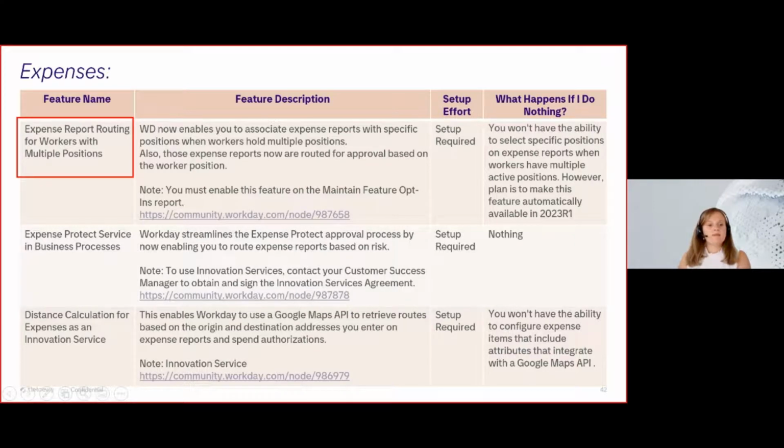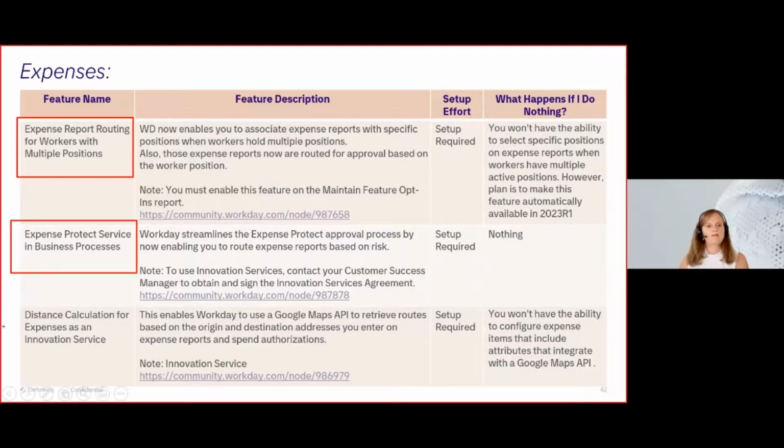Then the next one is Expense Protect service in business processes. This feature is about machine learning, and it ensures that Expense Protect assesses and returns a risk score for each expense report. And based on this risk score results, the expense report then moves to the next step. And you can configure those steps. For example, you can configure to skip an approval step if it's a low risk, or require additional approvals if it's a high risk expense report. And this helps to save time and reduce manual effort for expense partners. And please note, if you want to use this feature, then this is part of the innovation services.